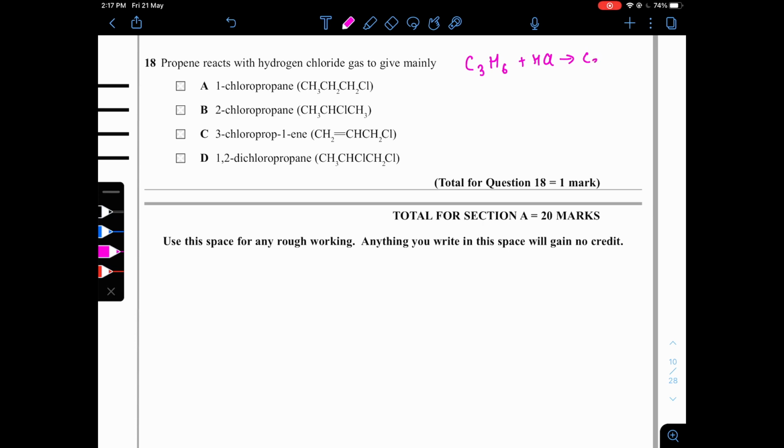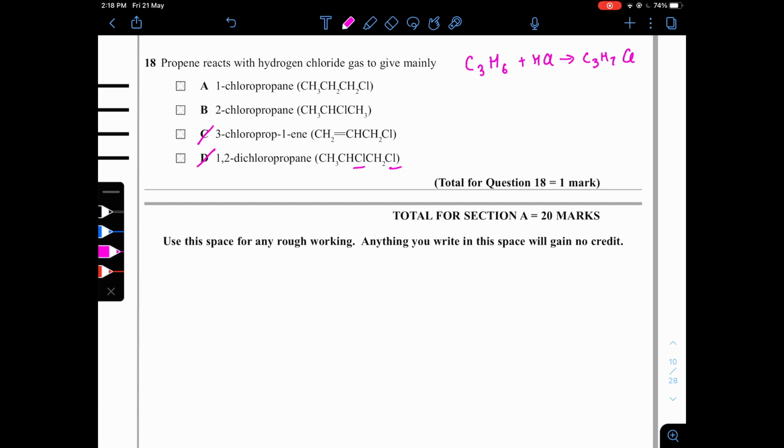How many carbons do we have? We have 3 carbons still. And then we have 1, 2, 3, 4, 5, 6, 7. So we have H7Br. Oh, sorry, H7Cl. So we only get one chlorine. So any answer that has 2 chlorines, we can get rid of it, right? Or an alkene bond, because you don't get an alkene. We get an alkane now. You can see here, D can be gotten rid of because there are 2 chlorines. Even C we can get rid of because there is a double bond, and that's not what happens. So now we're left with 1-chloropropane and 2-chloropropane.